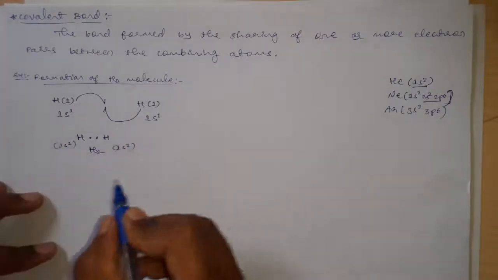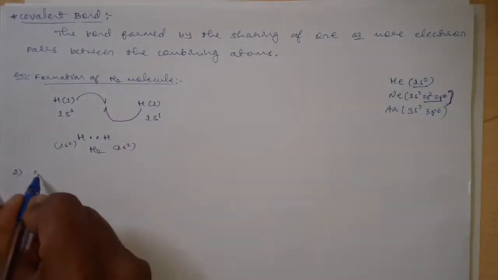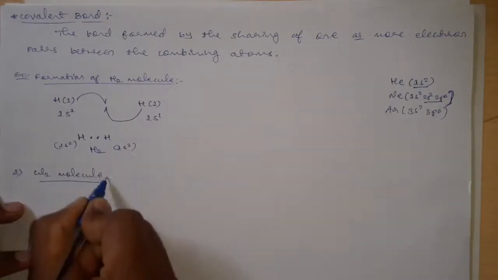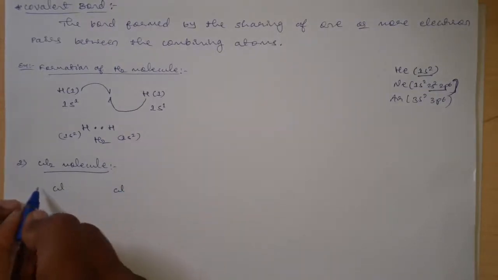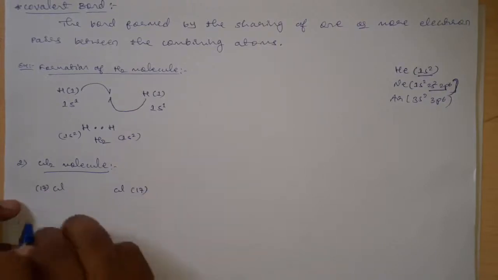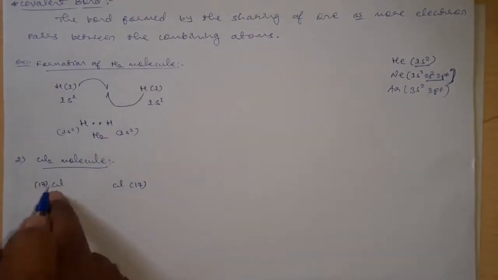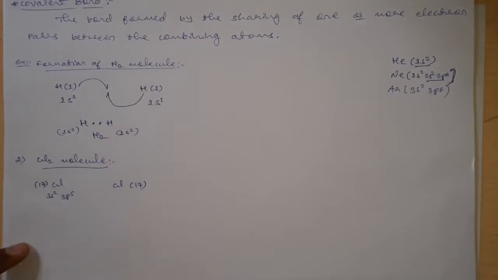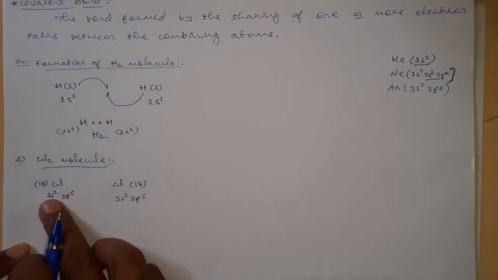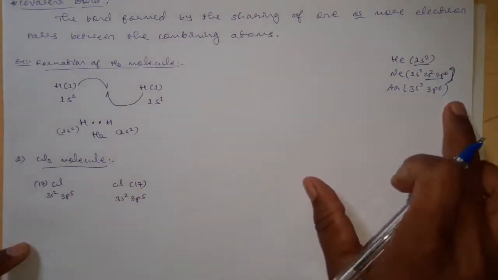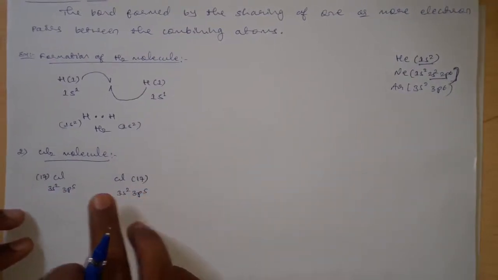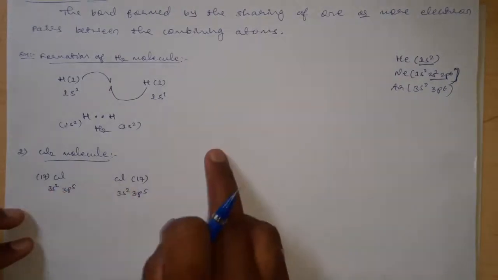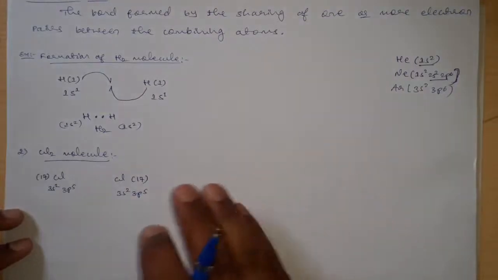Or we can take a second example, the formation of the chlorine molecule. This molecule is formed by the combination of two chlorine atoms. The atomic number of chlorine is 17, it has 7 valence electrons, and its valence electronic configuration is 3s2 3p5. To get the configuration of its nearest noble gas, argon, 3s2 3p6, each chlorine needs only one electron to complete its outermost shell, that is a stable electronic configuration.